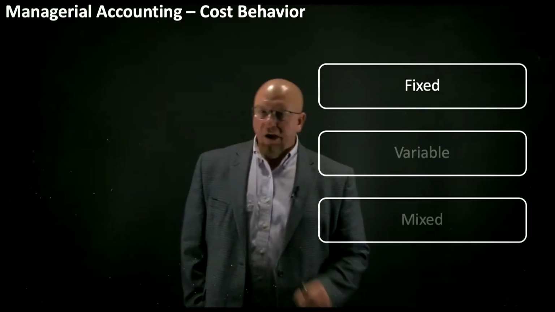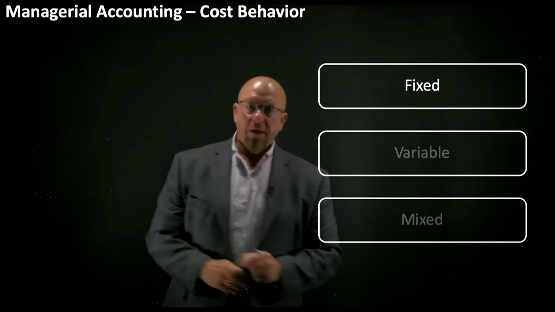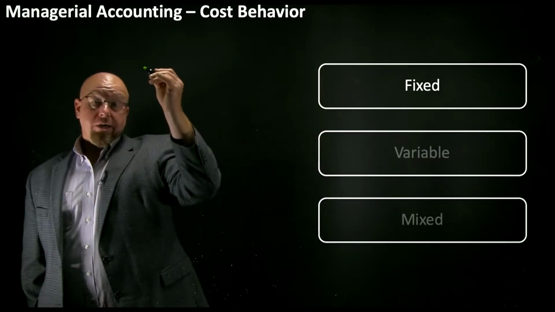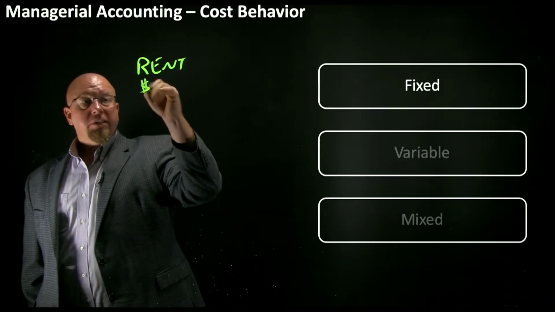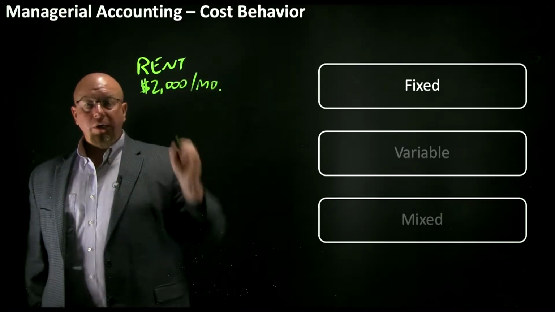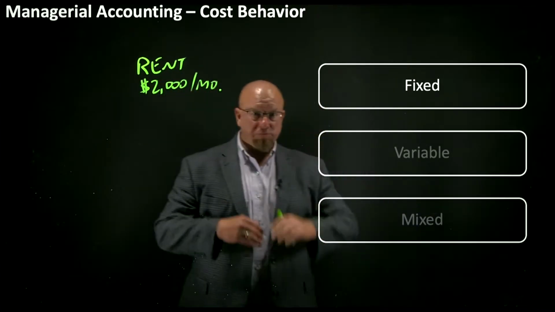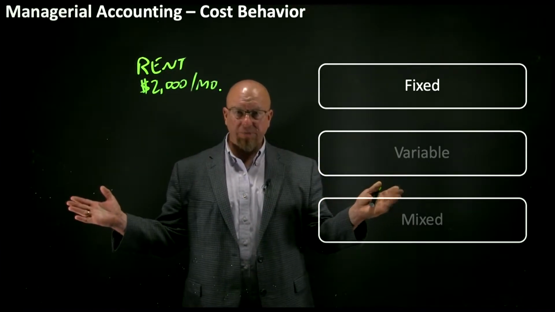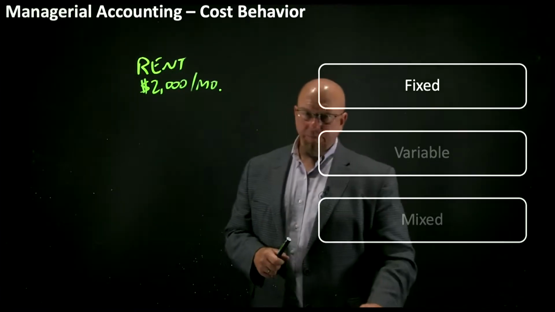A fixed cost does not change when activity changes. So think about this. An example of a fixed cost might be rent. If you're running a restaurant, let's say your rent is $2,000 per month, you're going to incur a cost of $2,000 per month, whether you sell $50,000 worth of food to customers or $100,000 worth of food to customers. And that's the nature of a fixed cost. So it does not change with activity.